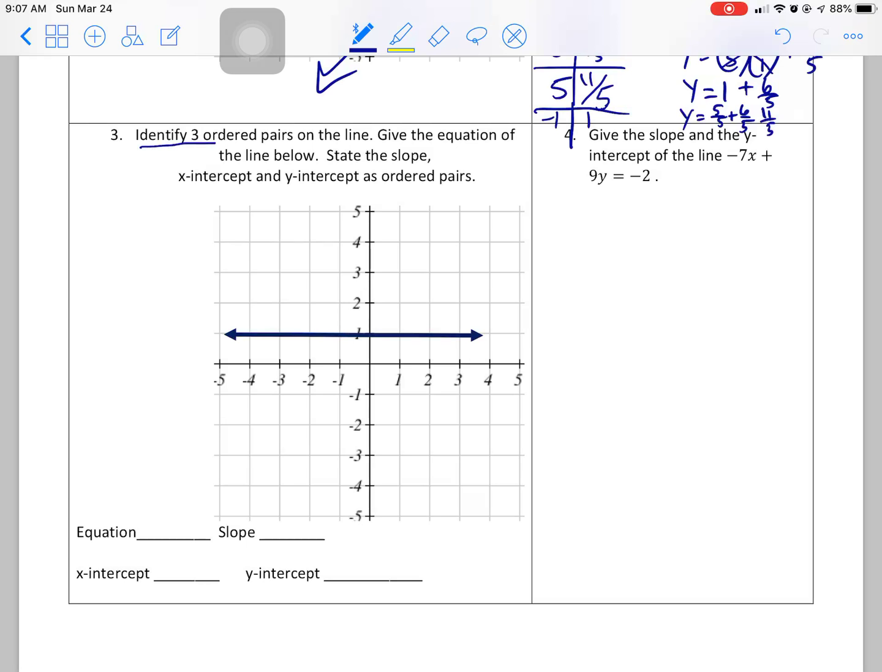All right, this one says identify 3 ordered pairs on the line. Give the equation of the line. State the slope and the y-intercept. Okay, what is this? This is the slope of what? This has a slope of 0 because it goes straight across, okay? Let's put that down there. What is its y-intercept? What is its b? What is right there? (0, 1). That's its b, okay?